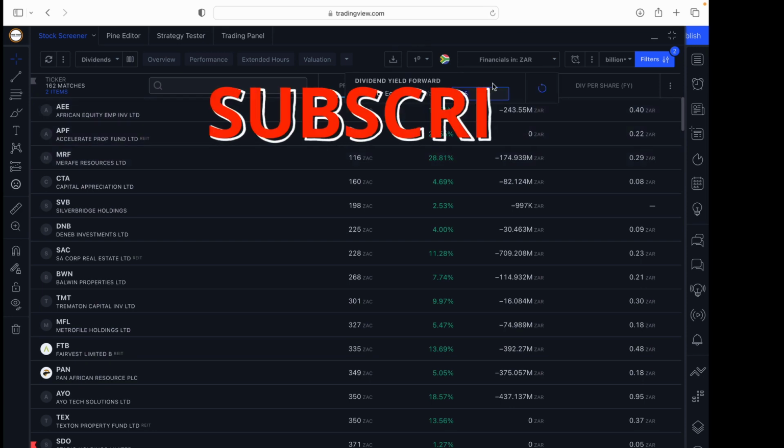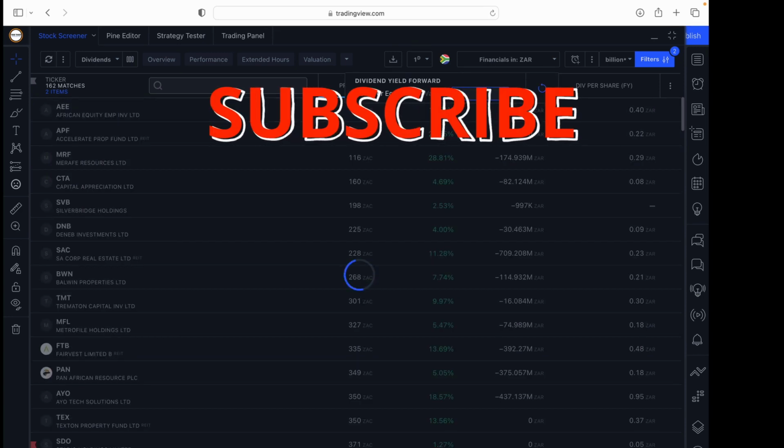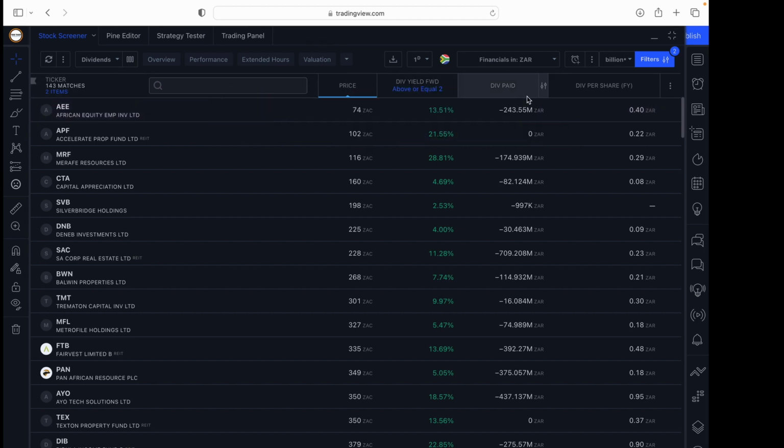Sometimes I prefer to only look at companies that have a dividend yield greater than 2%. So you can see now, once we have the companies with a dividend yield greater than 2%, we are left with 243 companies. So over 15 companies are no longer covered here.